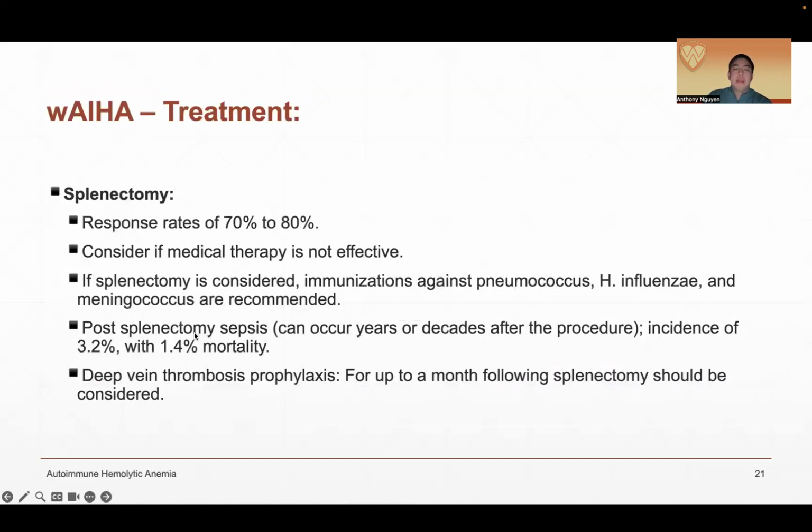Other treatments can be splenectomy, where we remove the spleen. The response rates are very high, 70 to 80%. It can be considered if medical therapy with steroids and rituximab is not effective. If a splenectomy is performed, immunization against encapsulated organisms such as pneumococcus, H. influenzae, and meningococcus is recommended. Patients can have severe infection after a splenectomy, and this can occur years or decades after the procedure. And 1 month after splenectomy, a patient should be started on blood thinners to avoid deep vein thromboses.